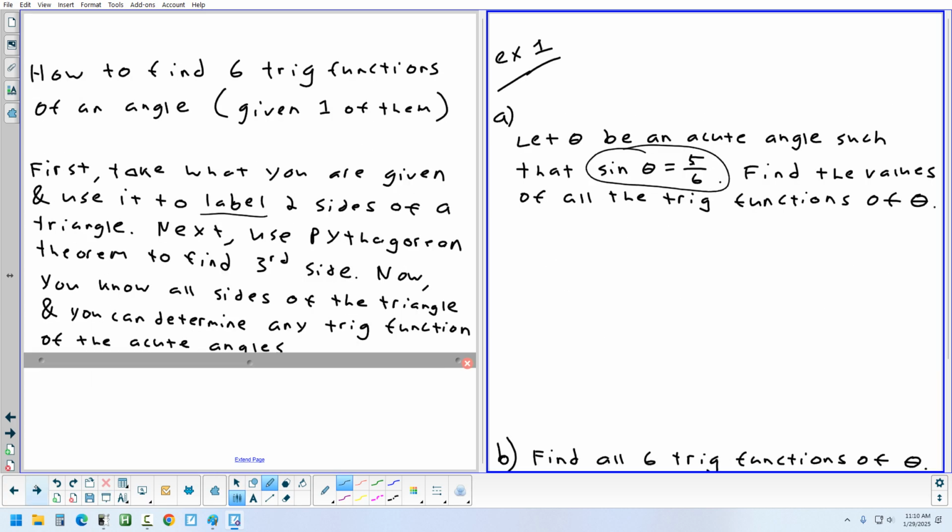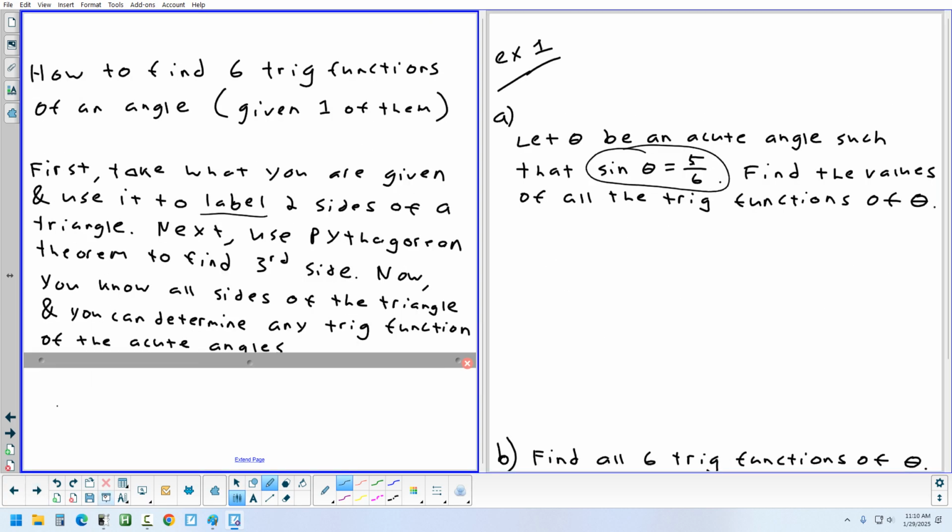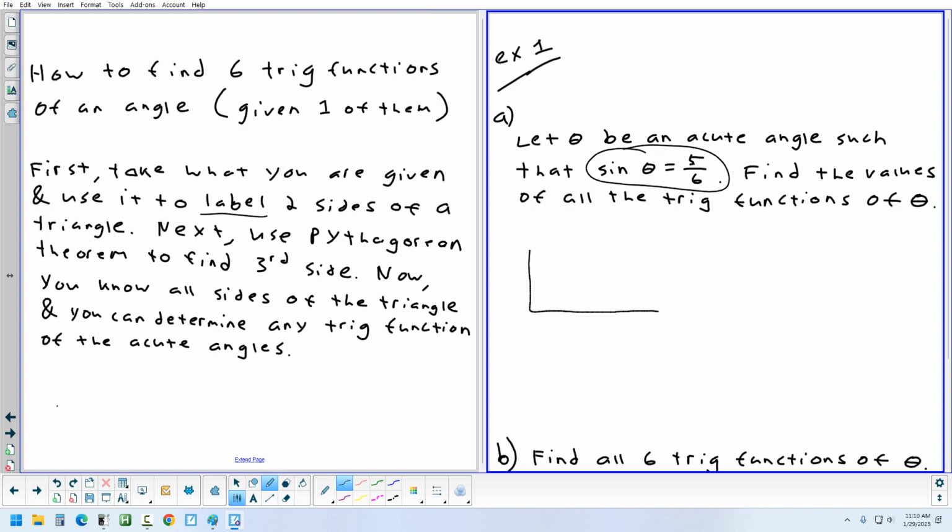So let's try using that on this one. All right, so it says the sine of theta is 5/6. So the first step is draw a right triangle. Theta is one of the acute angles. It says it right in the problem.